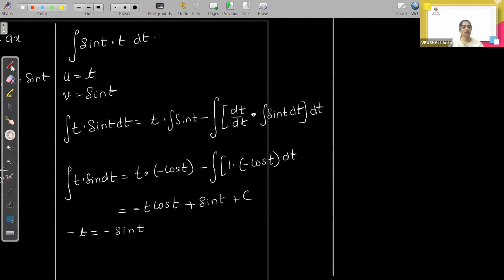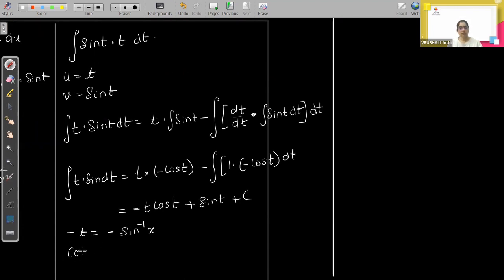Minus sin inverse t, sorry. So minus t is equal to minus sin inverse t, correct? That's equal to minus sin inverse x. Okay, so this is equal to minus sin inverse x.